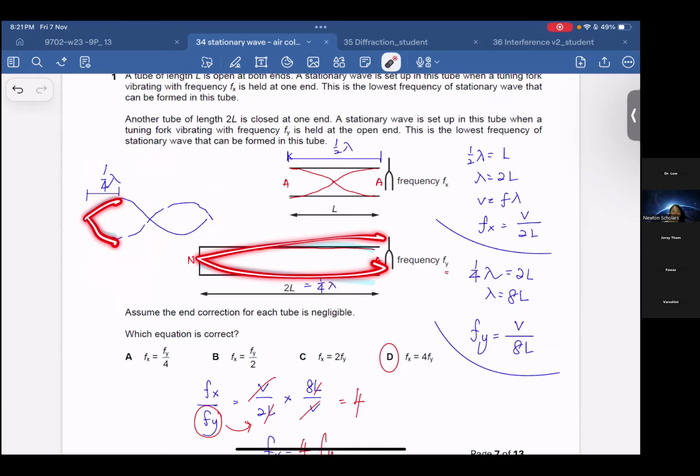Any other questions? Are you able to draw the pattern and then identify the wavelength? I cannot do this. Why? Which one can you not do?